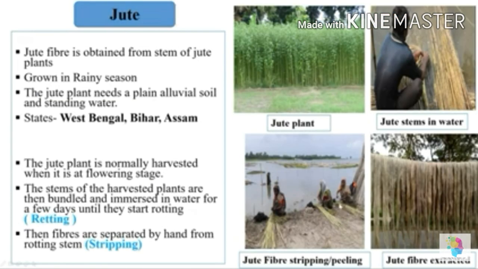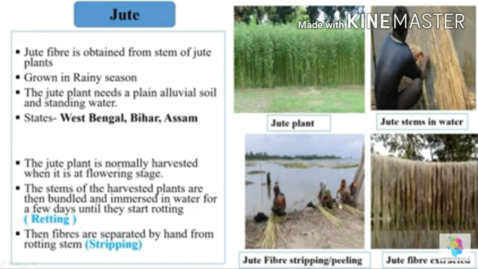Listen carefully. When the jute plant has properly grown, that means it is in the flowering stage, the long stems are cut, tied into bundles and immersed in the water. So why are we immersing it in the water? Let me tell you. These stems are immersed in the water to rot. This process is called retting.